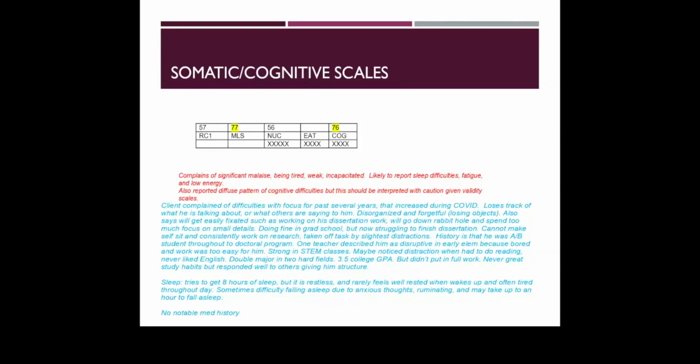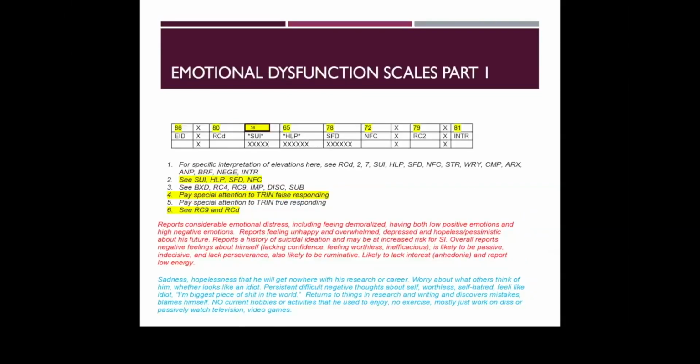We do see a lot of elevations in emotional dysfunction, particularly demoralization and the facets associated with it. So you can see here that basically all of them are highlighted. Every single score is elevated, sometimes quite substantially. So again, the higher-order EID scale is at a T of 86. And so clearly there's a lot going on in this internalizing emotional dysfunction category. And we see that it's kind of across the board, high demoralization.